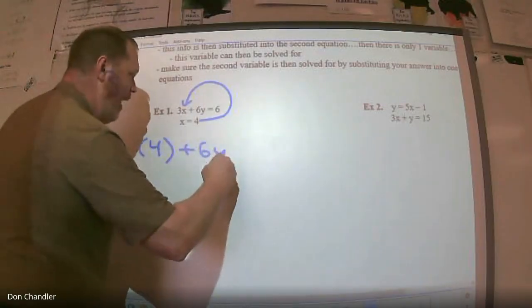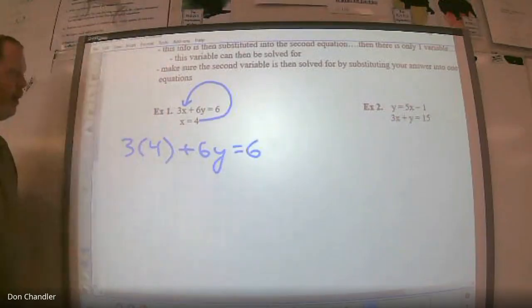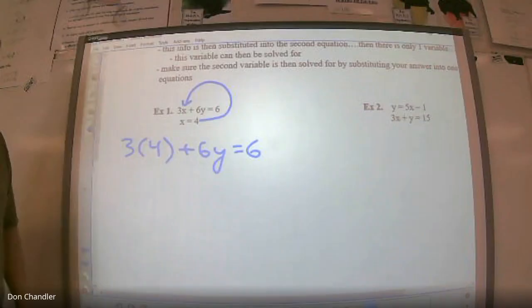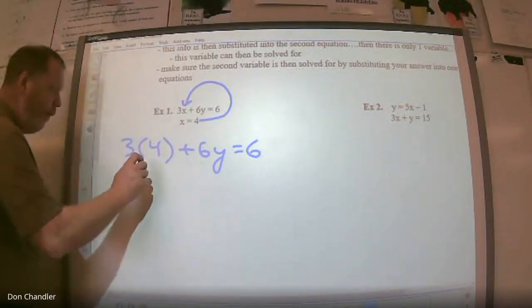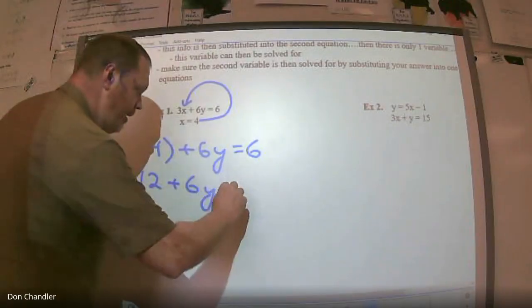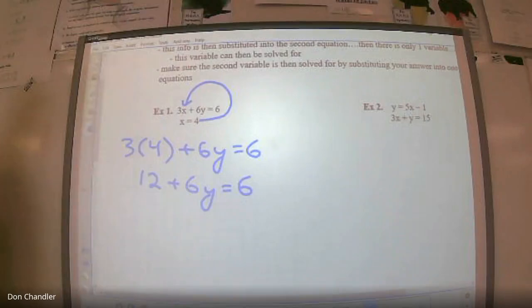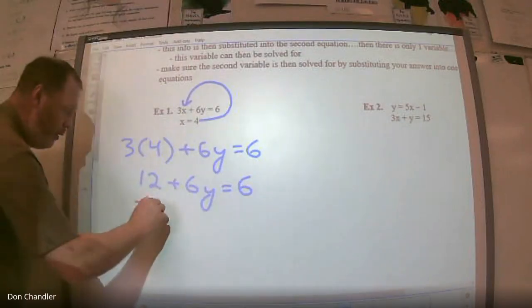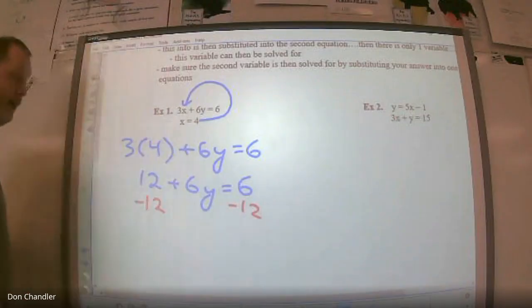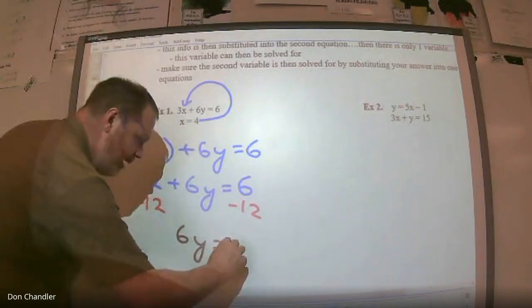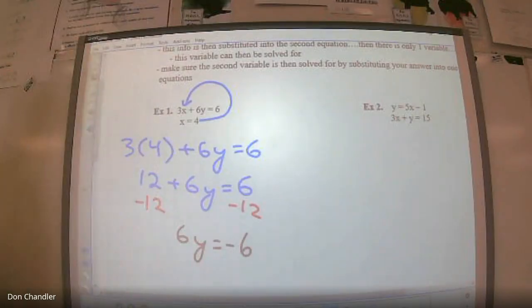Plus 6y is equal to 6. Notice how I substituted the 4 into the x. Well, now it's algebra. 3 times 4 is 12, plus 6y is equal to 6. How do you get rid of an adding 12? You will subtract 12 from both sides. And you have 6y is equal to -6.